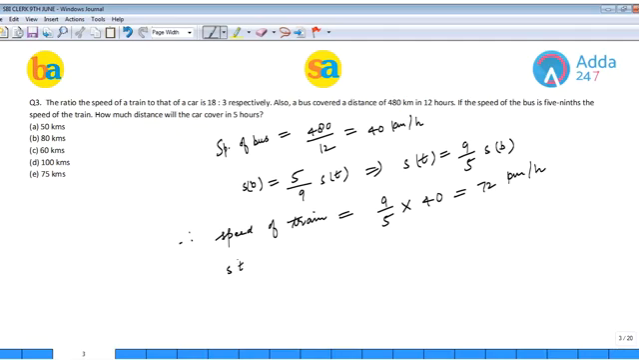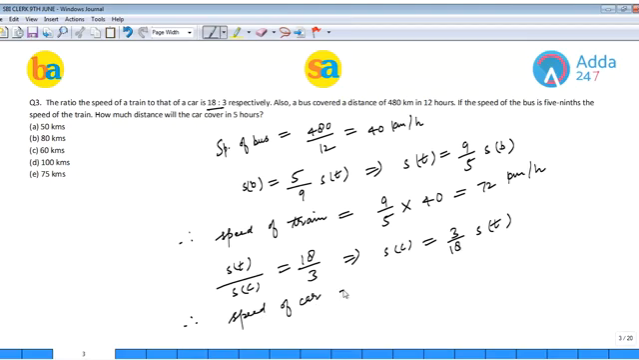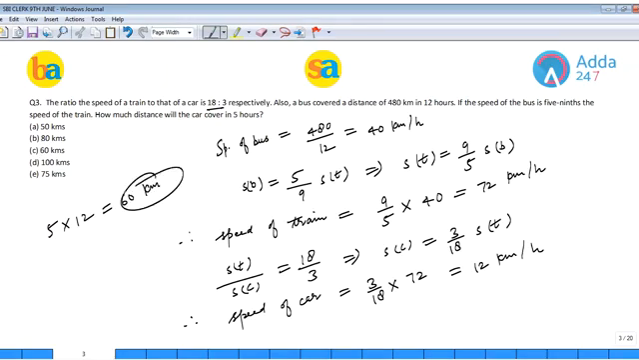And the speed of train upon the speed of car is equal to 18 by 3, because their ratio is 18 is to 3. This implies the speed of car is equal to 3 by 18 into the speed of train. Therefore, the speed of car will be equal to 3 by 18 into 72, that is the speed of train. So that will be equal to 12 kilometer per hour. So the required answer, that is the distance that the car covers in 5 hours, will be equal to 5 into 12, where 5 is the time and 12 is the speed. So that will be 60 kilometers. So the correct answer is C.